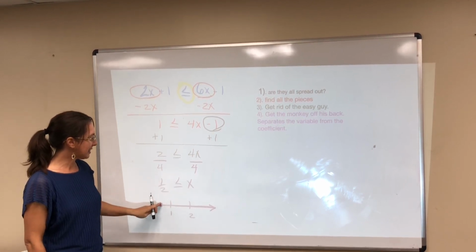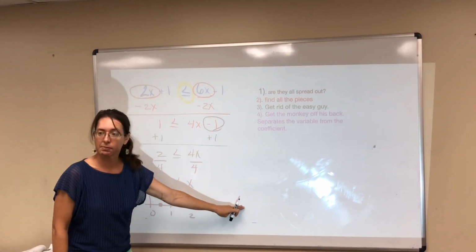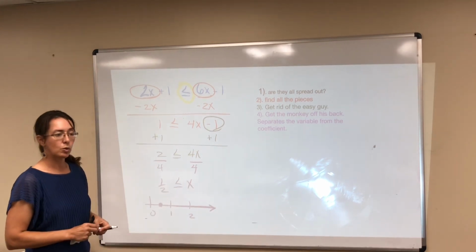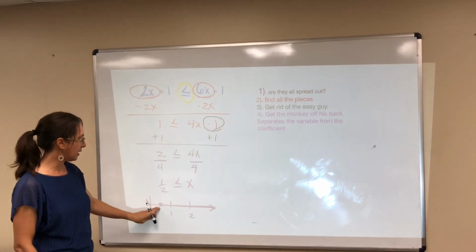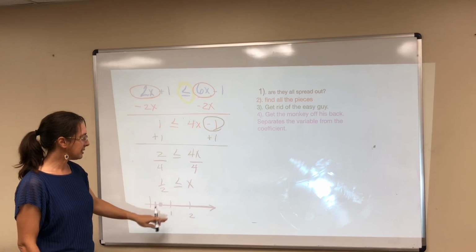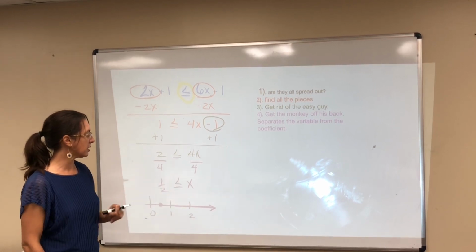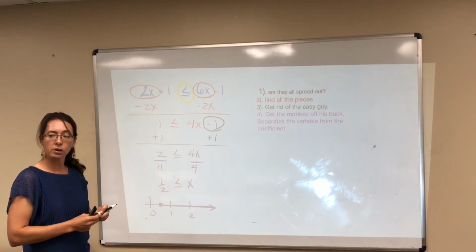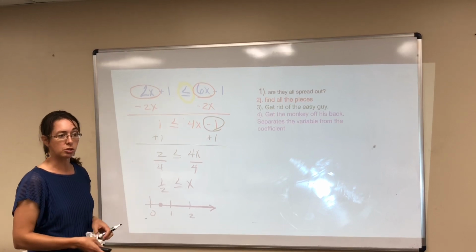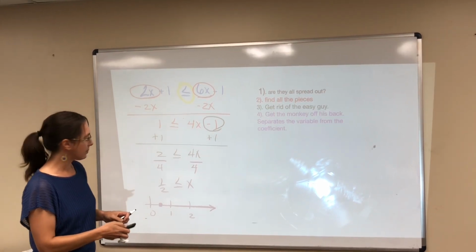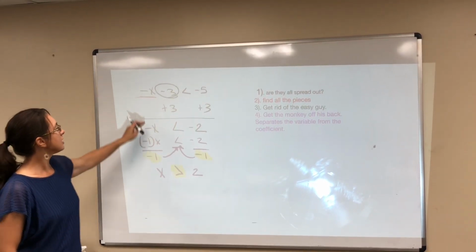1/2 is less than, that means my x is everything bigger towards that direction. It's equal to, so we have filled in the circle. That means I could pick 2, 4, 104. All of those are solutions to this inequality. Right? So let's look at this one.